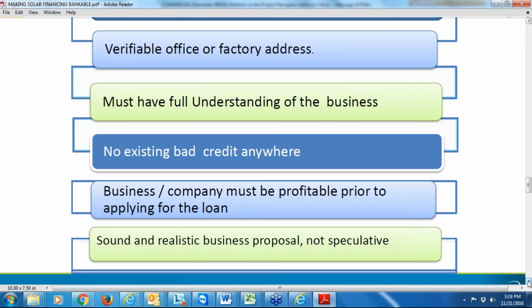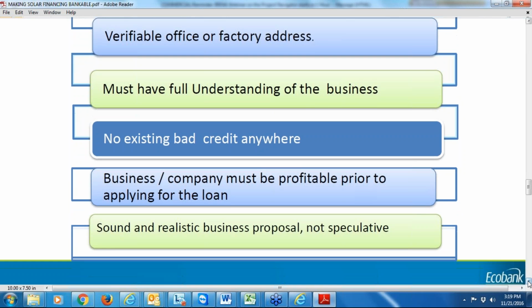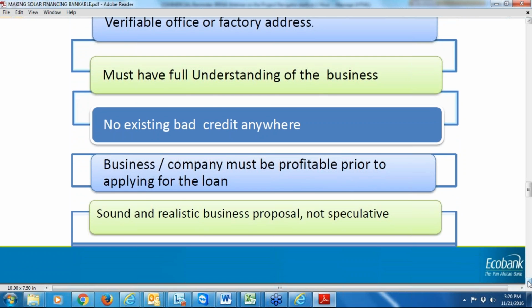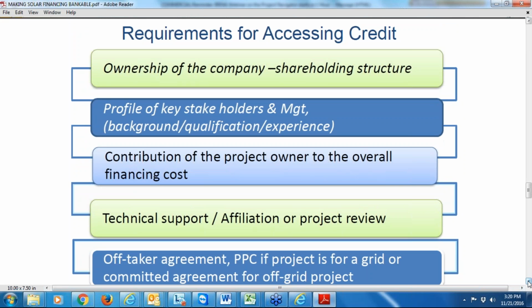Then that takes me to the business proposal. There must be a sound, realistic business proposal. It shouldn't be speculative. We've seen quite a lot of projects in the renewable energy space that when you crunch the numbers, they really do not make sense. And this is an area where things like the navigators, a whole lot of people who are in this field to be able to help move this field forward, will be able to help a lot.